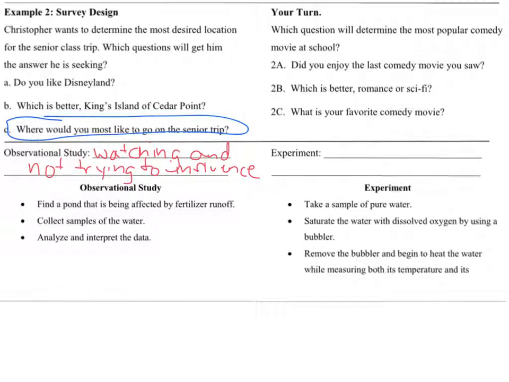So here, I'm going to go ahead and write down something is intentionally done. And that'll help you be able to tell the difference between observational study and experiment. Because with the experiment, you are actually doing something. And you're probably familiar with experiments from your science classes.